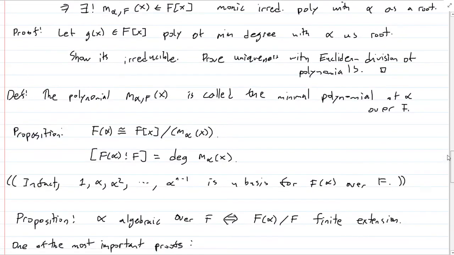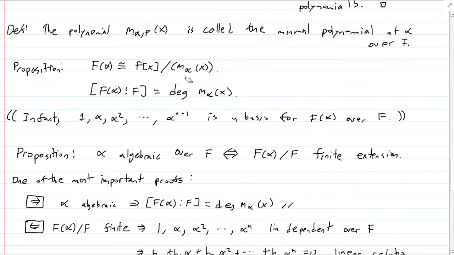I think it was here. Right. So the degree of the extension. You have an algebraic element alpha. Alpha is algebraic over F, and then the degree of F(alpha) over F is the degree of the minimal polynomial.